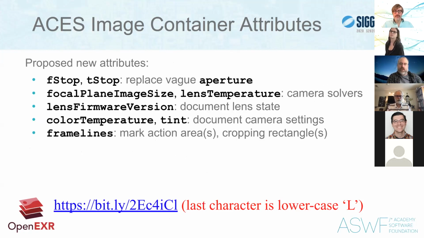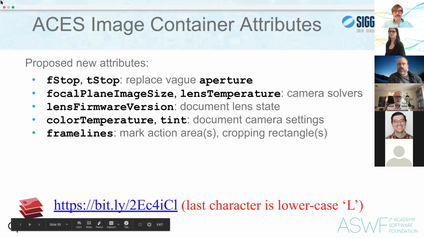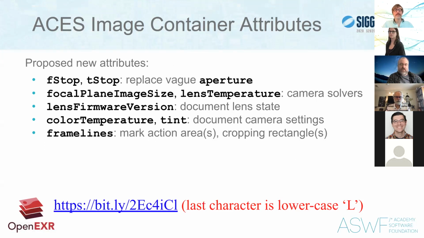There are a couple of new attributes in this. One is to remove some vague things such as aperture, so this is called out specifically as f-stop or t-stop, color temperature, firmware version, and as things have gotten more advanced and people are tracking temperature of lenses for correcting distortion, some other things just sort of became necessary.